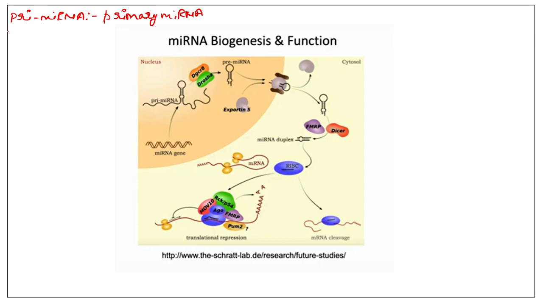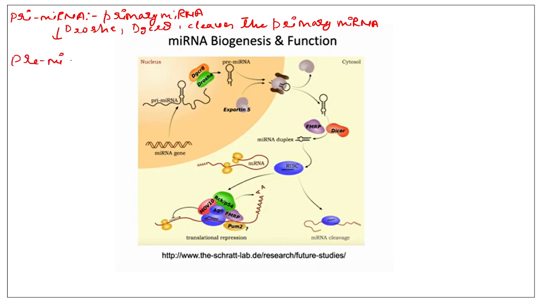Now on this pri-miRNA, DROSHA and DGCR8 act and cleave the primary miRNA. After the cleavage, it forms pre-miRNA, which is the precursor miRNA.